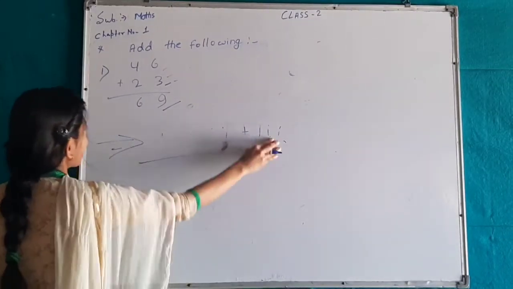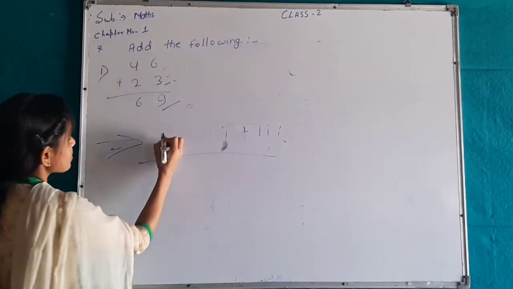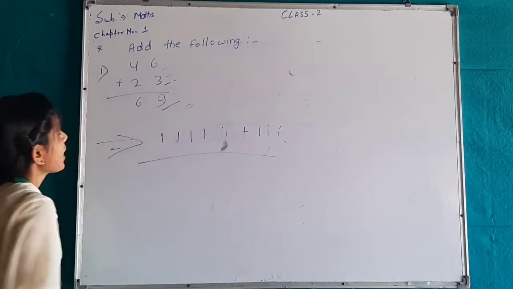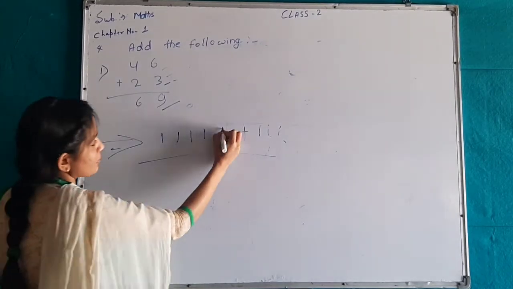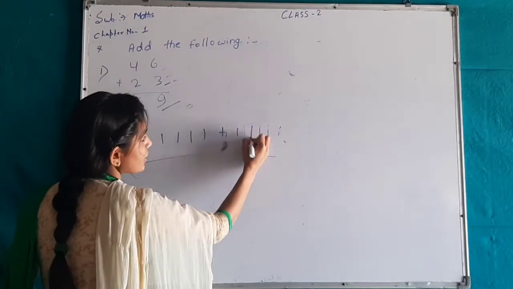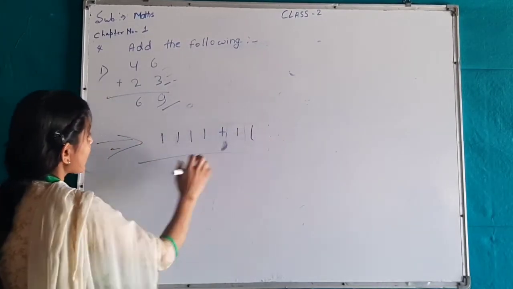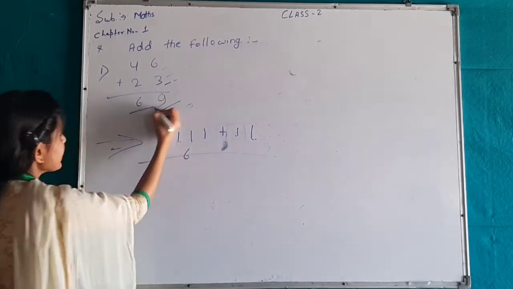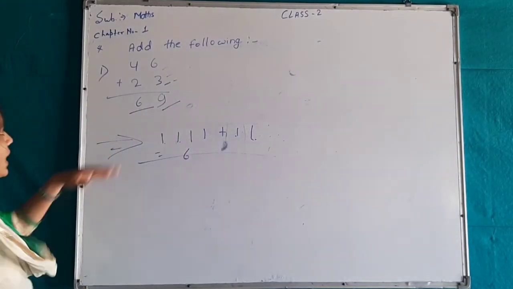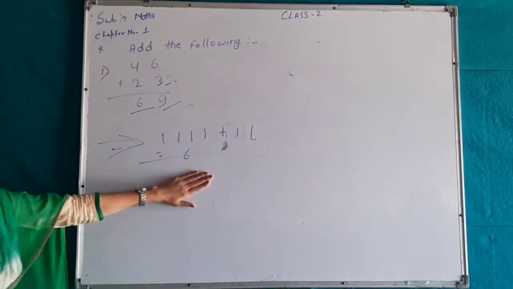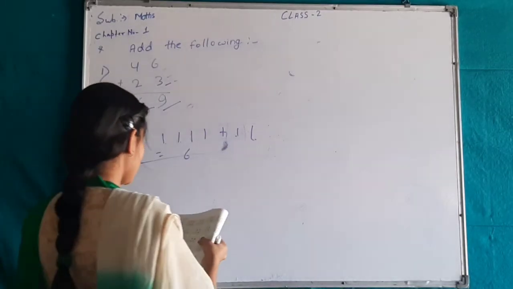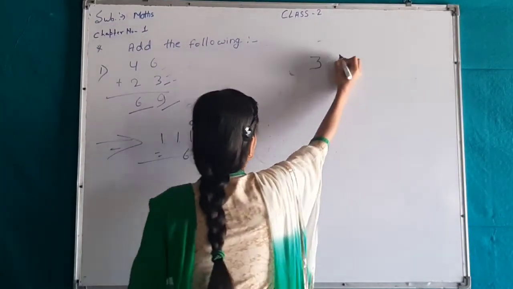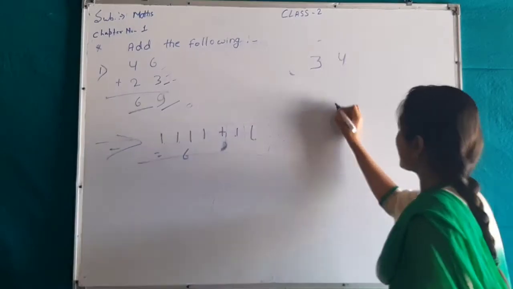Here we can draw 4 lines, 1, 2, 3, 4, and next 2 lines, plus 1 and 2. Then we can count it, 1, 2, 3, 4, 5, 6. Then we get 6. We can add it in this way and other this way. And next, 3, 4 and 2, 9.